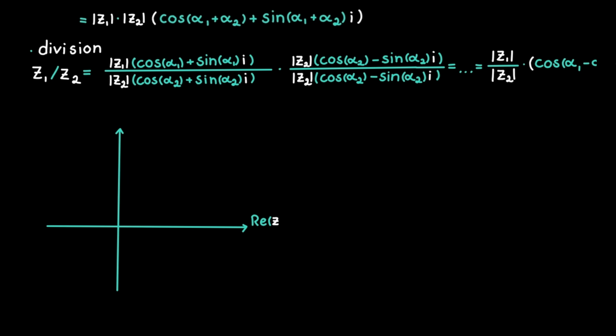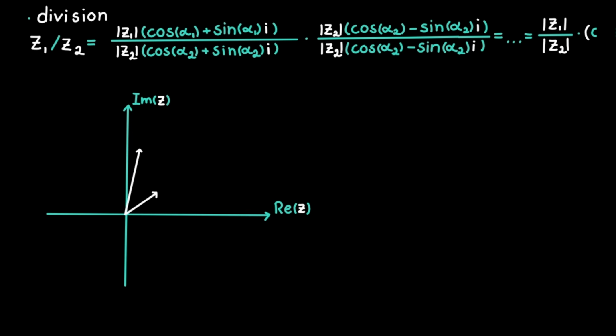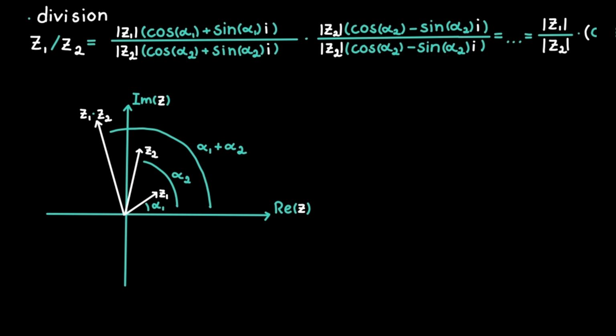So in short, if you have two complex numbers, C1 and C2, and you multiply them together, then the new angle for this new complex number is going to be the sum of the old angles, alpha 1 plus alpha 2. And the length of this new complex number is going to be the product of the old lengths, the length of C1 times the length of C2. And in the case with division instead, we get that the new angle for this new complex number is going to be equal to alpha 1 minus alpha 2. And the new length is going to be equal to the length of C1 divided by the length of C2.